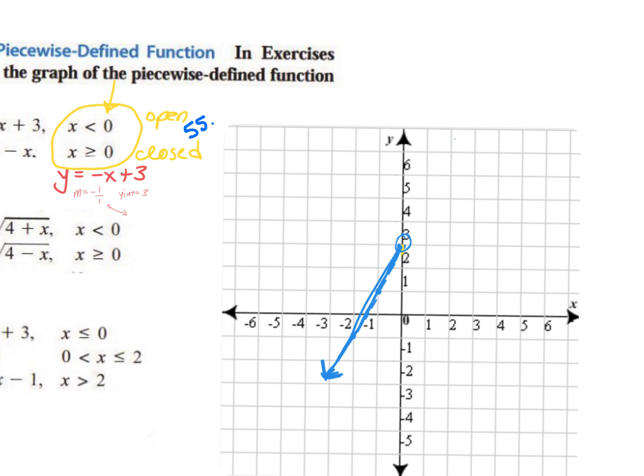So my second line, where am I putting a dot? For red, where am I putting a dot? At positive 3, okay. And then what's my slope?